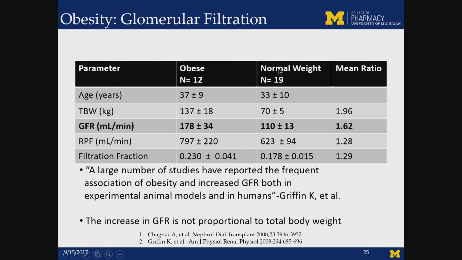And so looking at these individuals, of similar age, they looked at glomerular filtration rates, and although individuals were almost twice in body size, what you see is only a 62% increase in the glomerular filtration rate. And this is again consistent with several animal model experiments that have also shown similar trends for increases in GFR relative to body size.